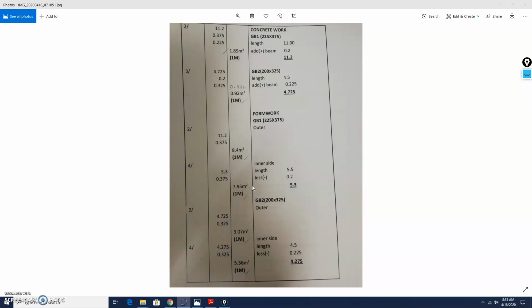So basically, you can choose either way, whether the previous method or this method. It is up to the students, based on which method you are comfortable with.